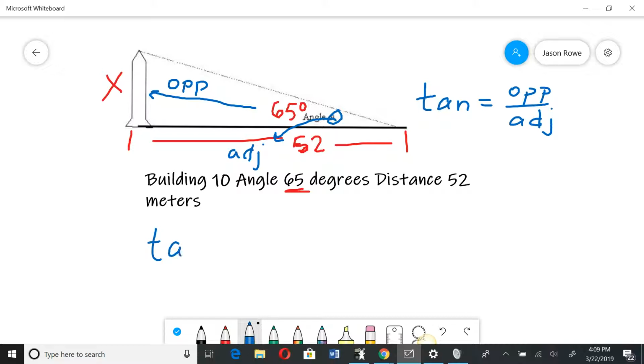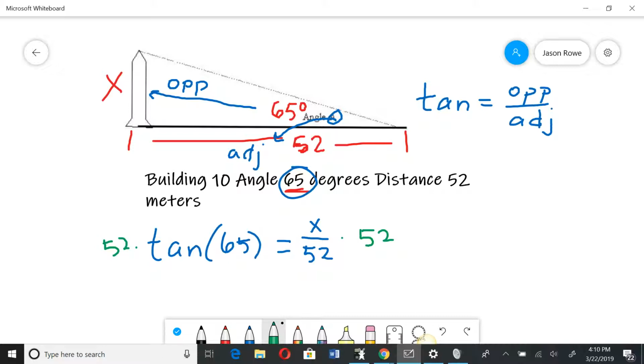So tangent of our angle, which is 65 degrees, will equal, and we'll do the ratio opposite to adjacent. So the opposite side is x. The adjacent side is 52 meters. So now to solve this, we have to multiply each side by 52. And so we have 52 times the tangent of 65 equals x. So we're going to use our graphing calculator now.